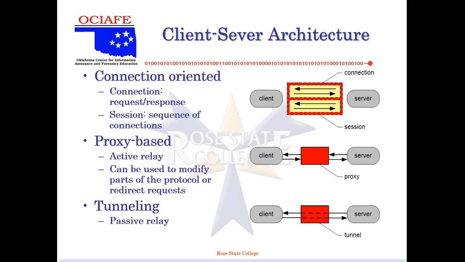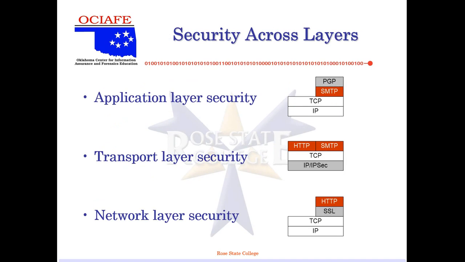Okay. You can also have a proxy based setup, where you have an active relay, where I can call up Steve, who is my IT person, who can call the other end. Steve is acting as my proxy in this instance. It's an active relay. The proxy can change and modify parts of the protocol and redirect those requests. Then you have tunneling, where you put it in L2TP, or the point-to-point tunneling protocol, where you have that passive relay where it's encompassed in the encryption.